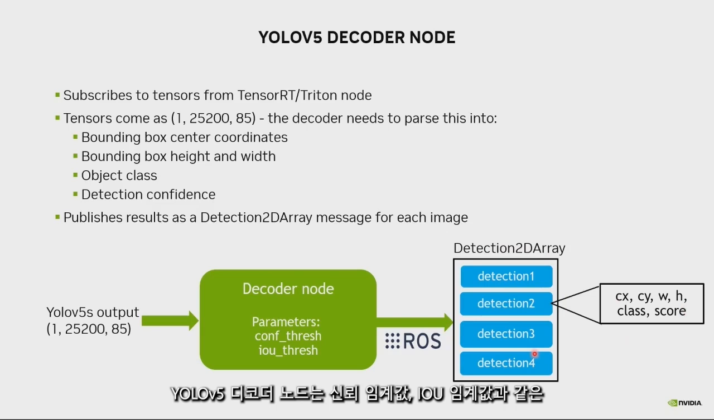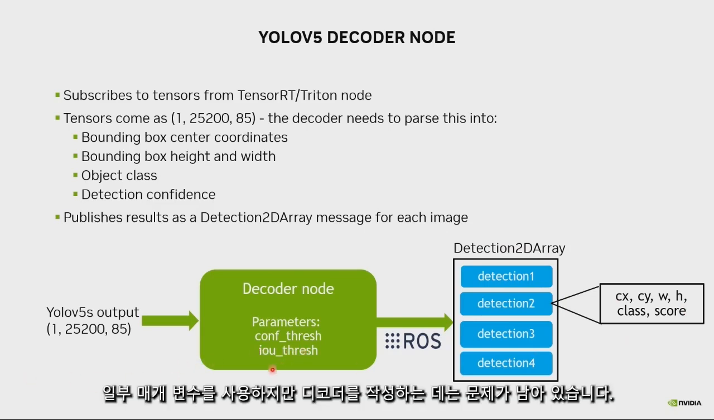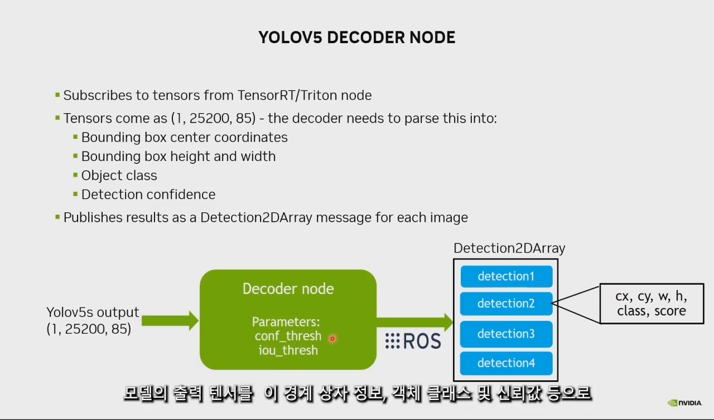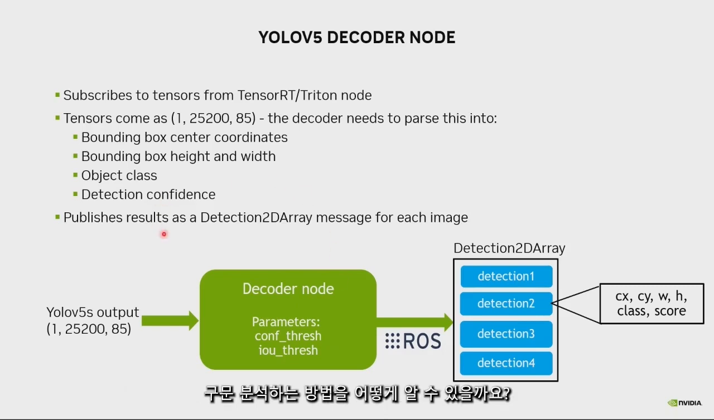The YOLO v5 decoder node takes some parameters like confidence threshold and IOU threshold, but the question still remains: to write the decoder, how do we know how to parse the model's output tensor to this bounding box information, object class, and confidence, etc.?